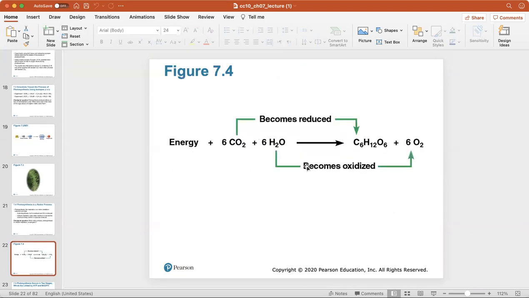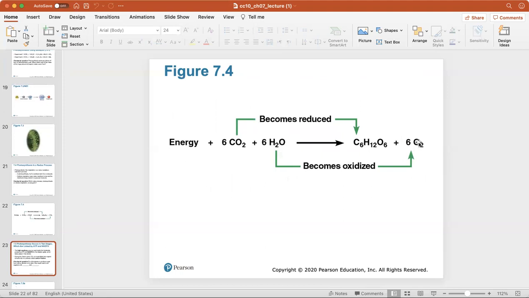So here's a look again at photosynthesis. We see here that carbon dioxide becomes reduced, meaning it gets changed. The oxygens in carbon dioxide get reduced to a glucose molecule, and the water becomes oxidized to oxygen.